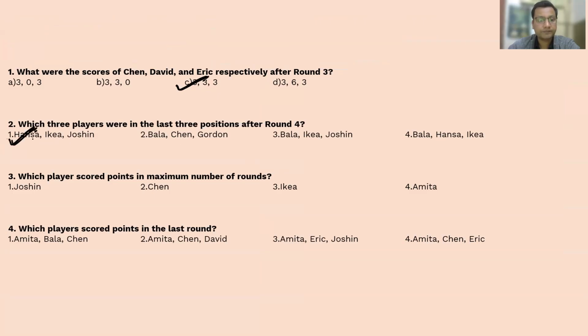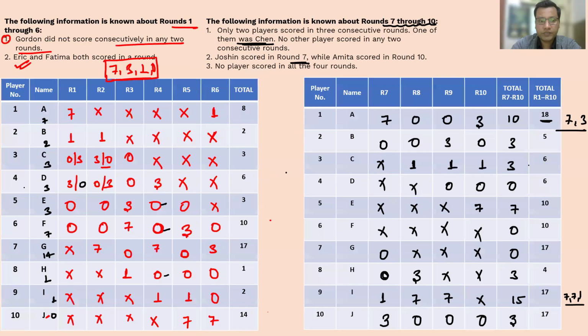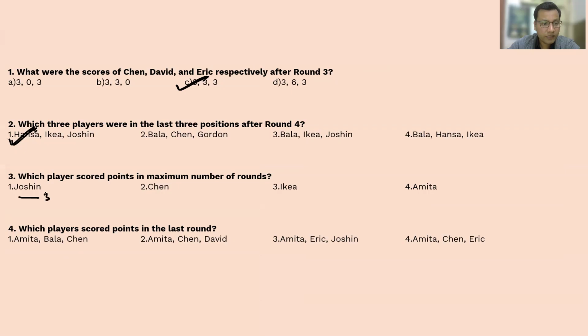Question number 3. Which player scored a point in the maximum number of rounds? Let's check for the options. Josin has scored in how many? J scored in 1, 2, and 3, only 3. So Josin has scored in 3 rounds.